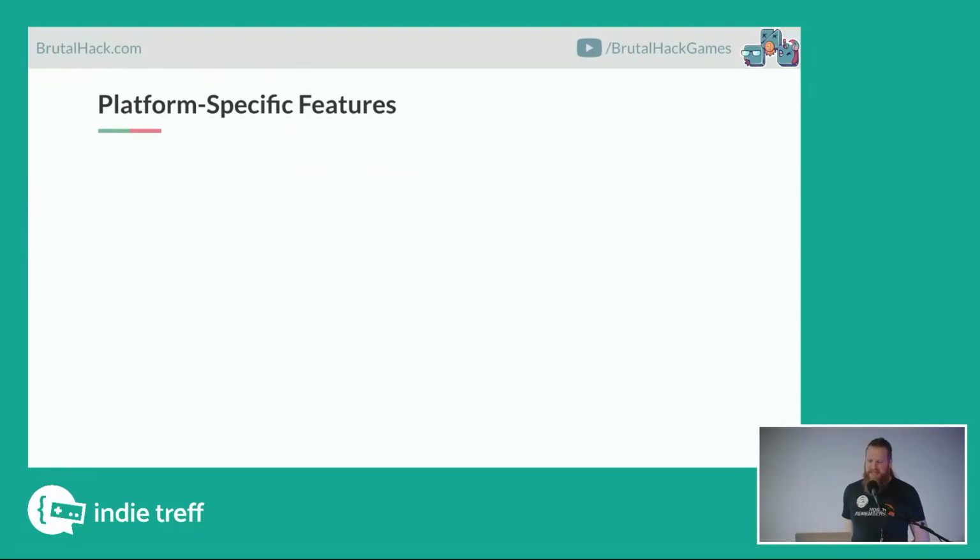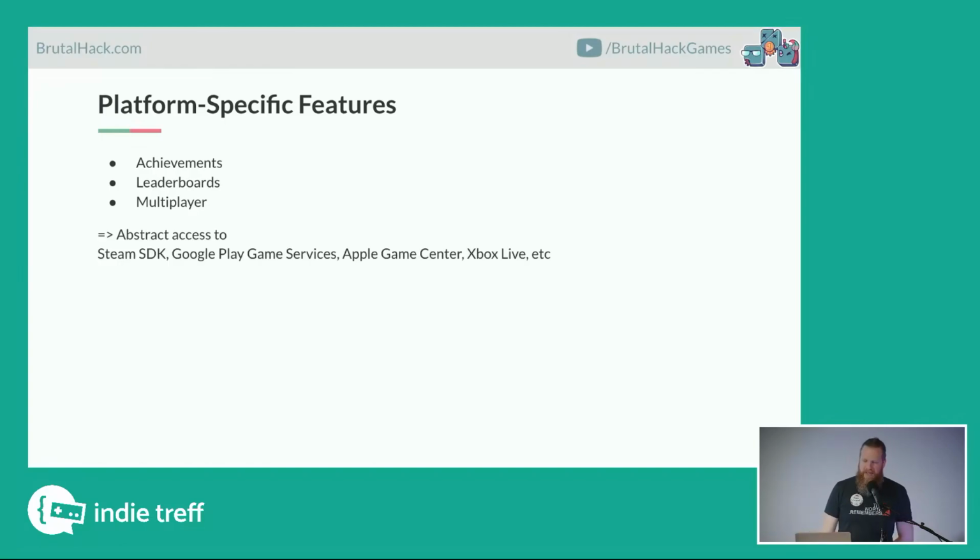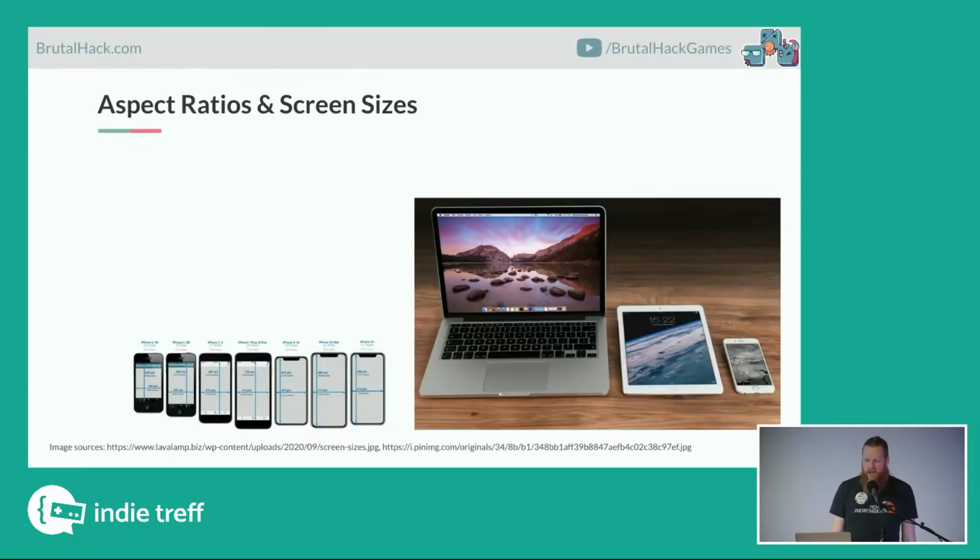Then, platform-specific features. Achievements, leaderboards, multiplayer. These are all things you want to abstract. So just go annoy your developers and tell them that they have to do that. Because later on, you don't want to tear out the Steam SDK and replace it with the Google Play Game Services or Xbox Live or something. So they should be prepared for that.